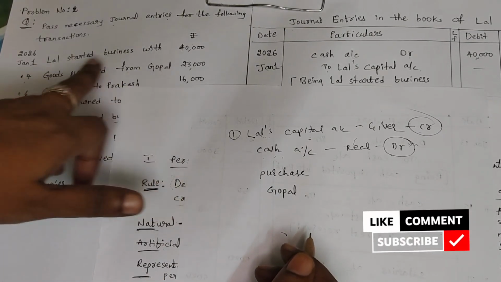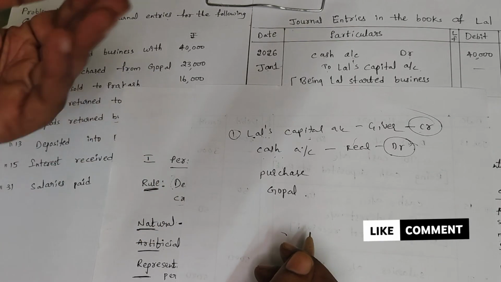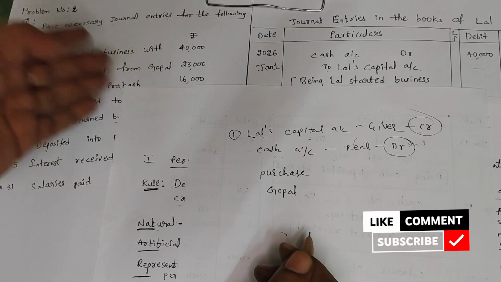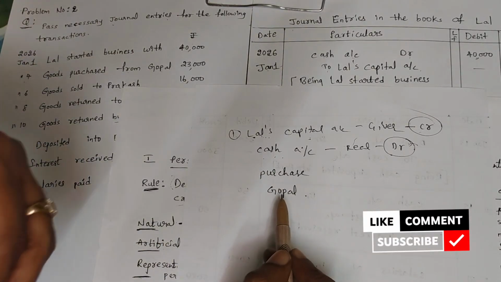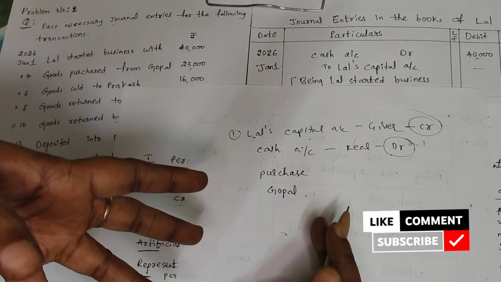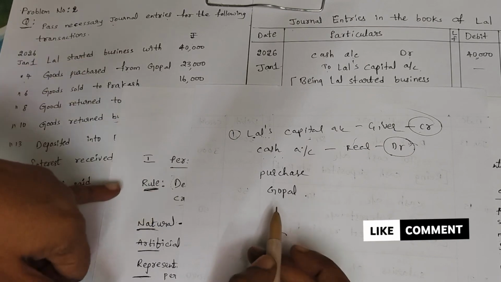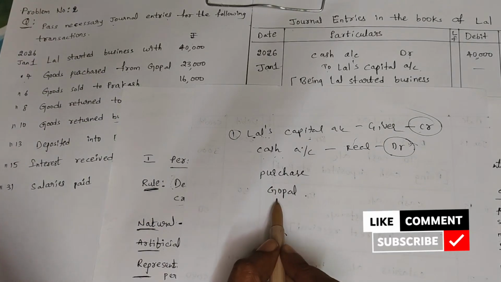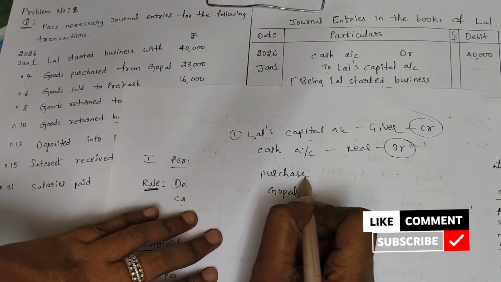If you are not finding cash in a transaction and at the same time you are finding a person's name, that will be a credit transaction. So you are not taking cash. You have to take the person's name along with the purchase or sales. Here the given transaction is related to purchase, so we are taking purchase as well as the person's name. And now purchase is an expenditure.